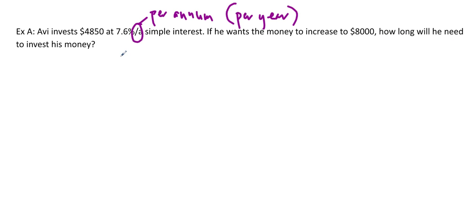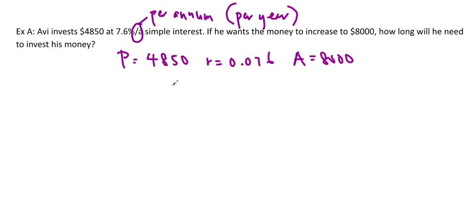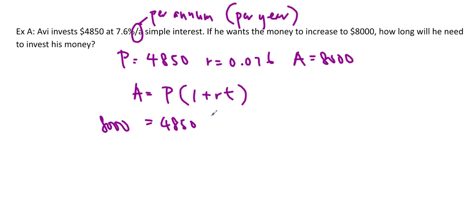So we know that P is going to be $4,850. R is going to be 0.076, so convert to the decimal. And A is going to be 8,000. That's how much he wants to end up with. So we're going to use the formula A equals P times 1 plus RT, and just plug the numbers in. 8,000 equals 4,850 times 1 plus 0.076T, and then we'll solve it.